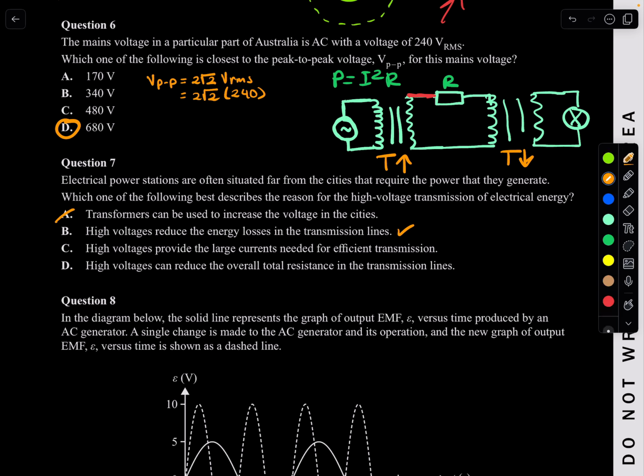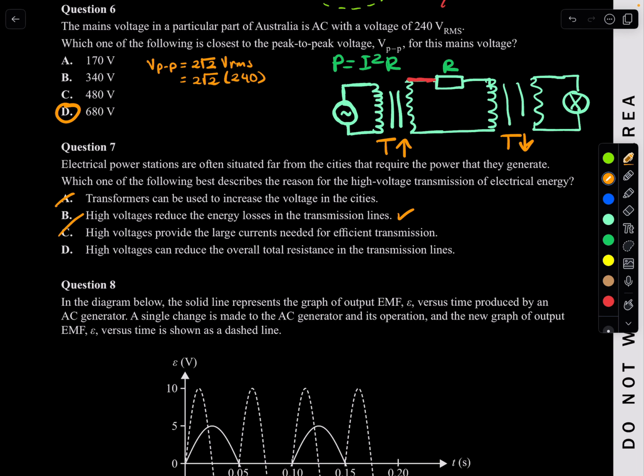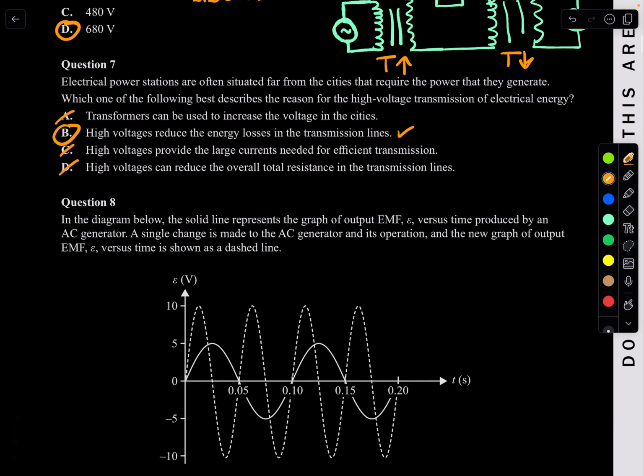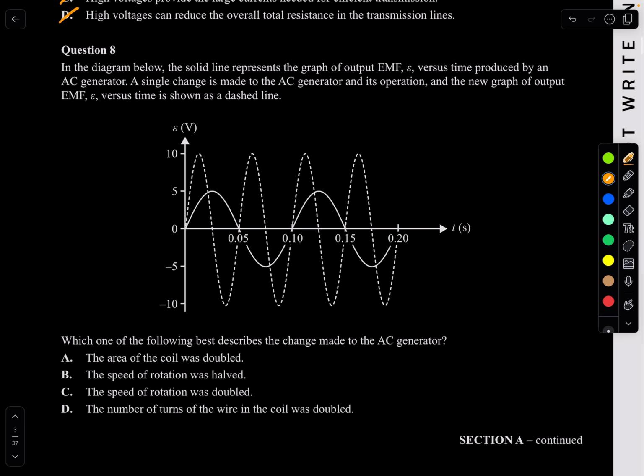Large currents needed for efficient transmission? No, we want only low current. So that's just rubbish already. So C is also rubbish. D. High voltages can reduce the overall resistance in the transmission line. No, the resistance is constant. Using a high voltage doesn't really affect that. So the only answer is B. Whatever we explain, B explains it better. So B explains that. Let's have a look at 8.